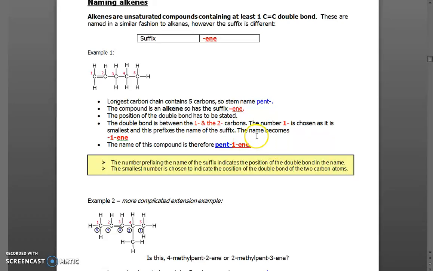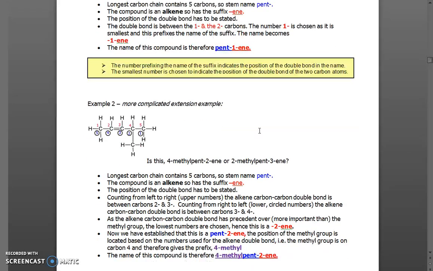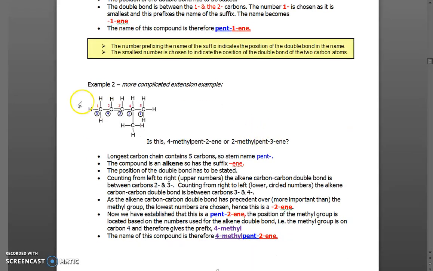Okay, so there you go. There's a quick introduction into naming alkanes and alkenes. Again, you can pause the video and read the information to decide which is this molecule. Is this a 4-methylpent-2-ene or a 2-methylpent-3-ene? Okay, thank you for watching.